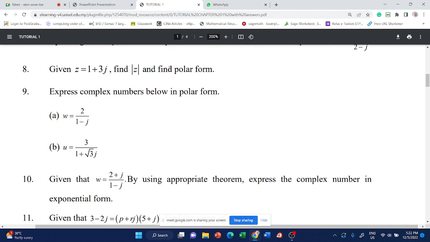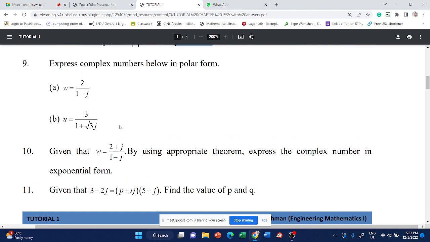Okay, and then find the polar form. Okay, polar form either you have answer in the coordinate as r theta, or else you can use Z equal to r cos theta plus i sin theta. Okay, that is a polar form. Okay, number 9. Express complex number in polar form.